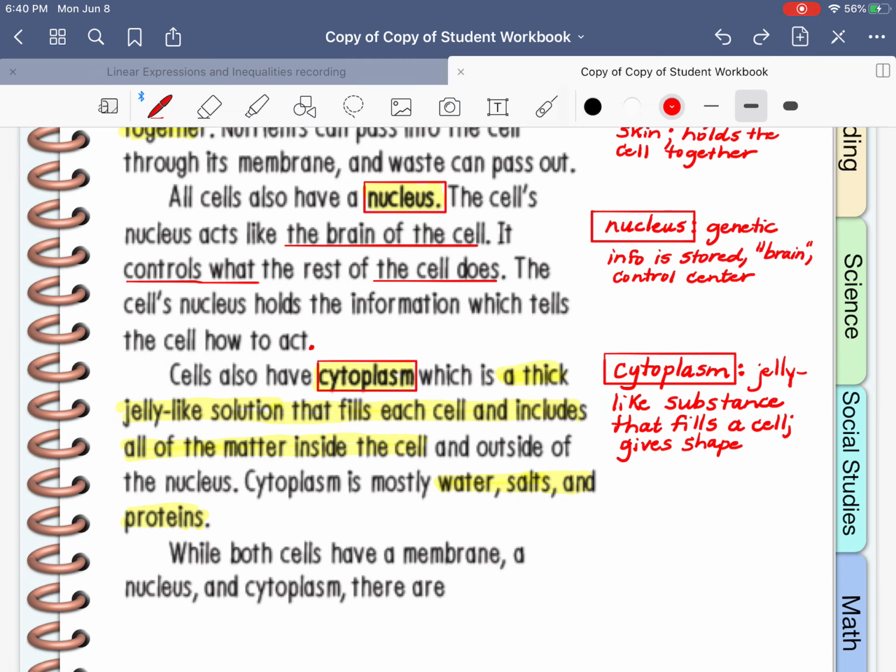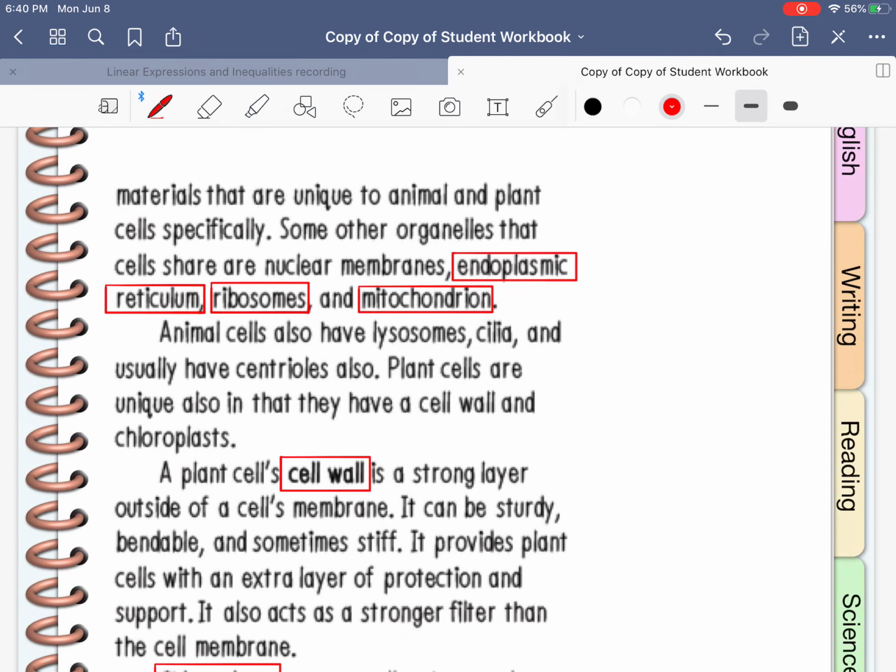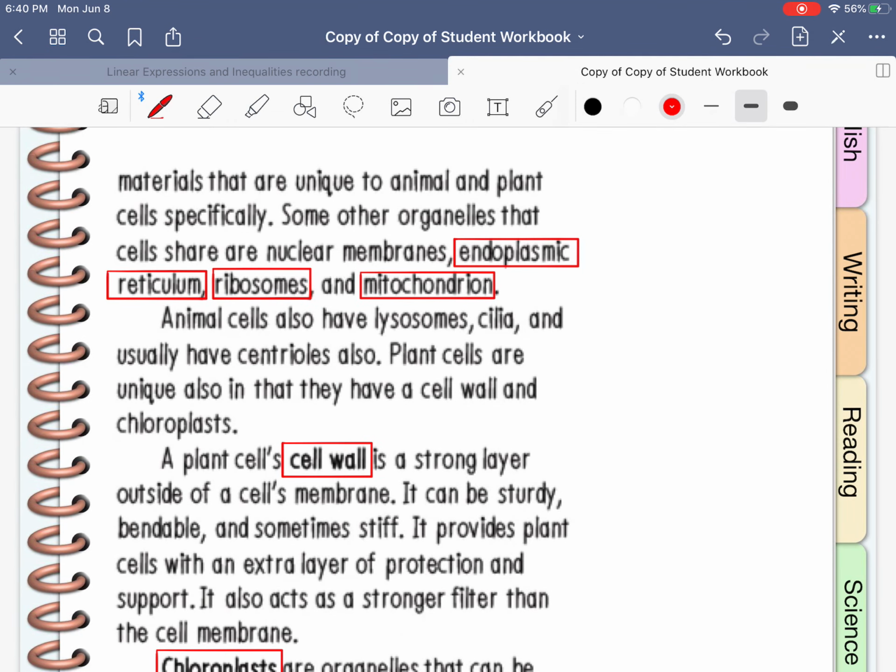while both cells, and I think what they're talking about here, are plant and animal. I don't know how we're supposed to know that. This is the first time I've used this material. So, while plant and animal cells have a membrane, a nucleus, and a cytoplasm, there are materials that are unique to animal and plant cells specifically.